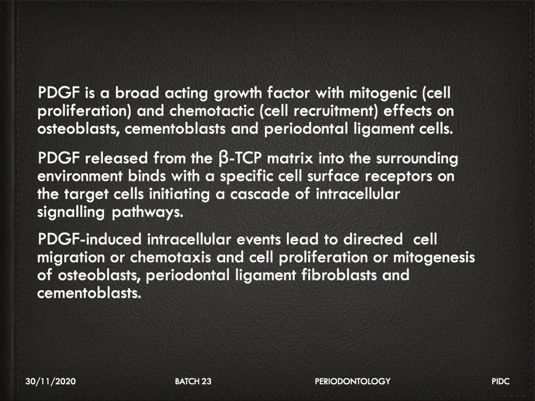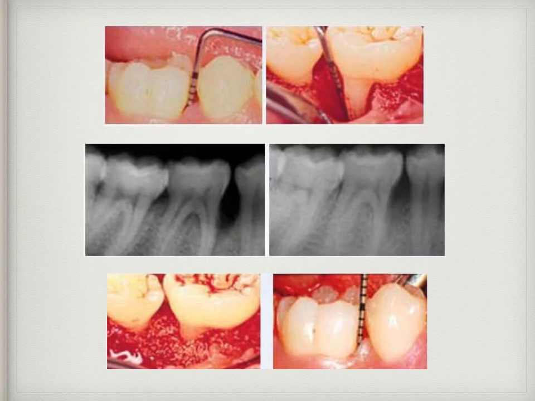PDGF released from the beta tricalcium matrix into the surrounding environment binds with specific cell surface receptors on the target cells and initiates the intracellular signaling pathway. By initiating the intracellular pathway, it induces the formation of the required cells on the site. So it induces intracellular events that lead to directed cell migration and chemotaxis, and cell proliferation, mitogenesis of osteoblast, periodontal ligament fibroblast and cementoblast. So this is a clinical case of use of this material.